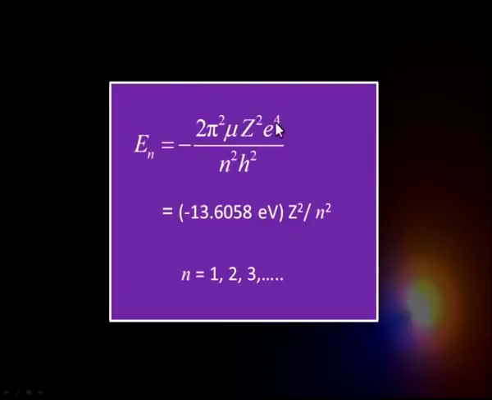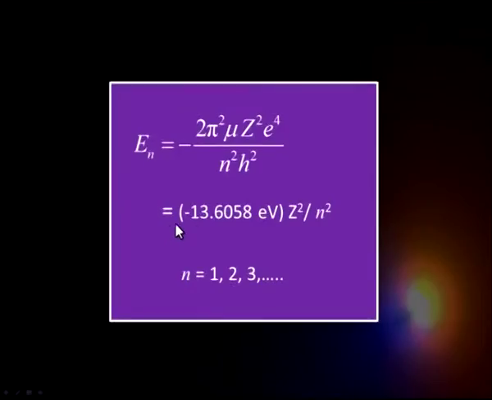So, what I do is I just rewrite this expression by substituting the value of all the constants here and segregating Z and n terms here. So, I get an expression to be equal to minus 13.6058 electron volt into Z square by n square. Now, that is a general expression for all the systems I have just talked about.